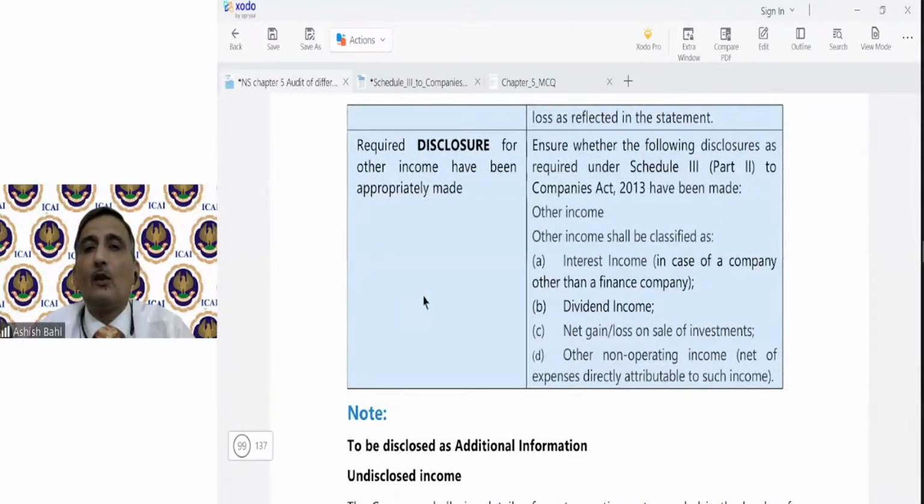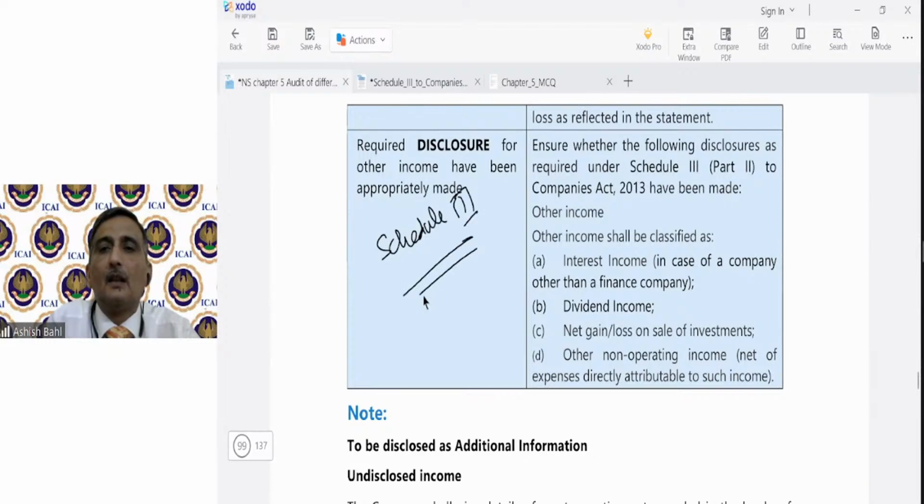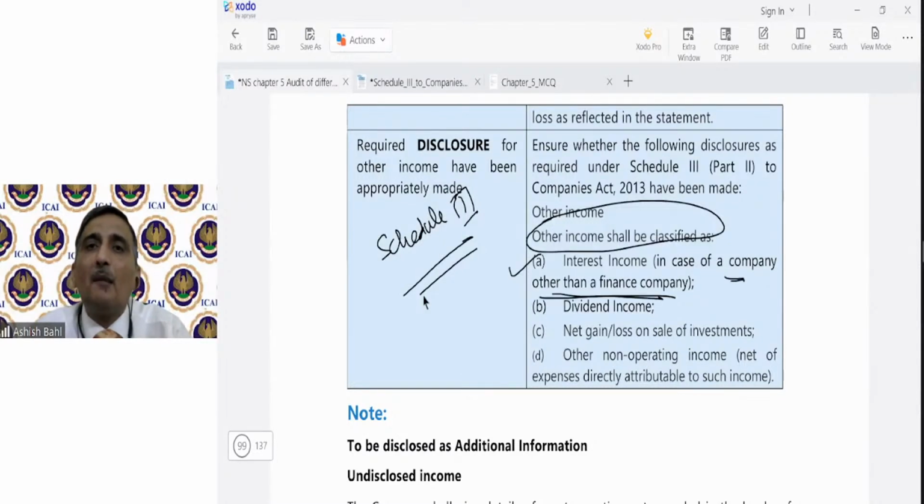and required disclosure for other income. So what is required disclosure in Schedule 3? Other income shall be classified as interest income in the case of a company other than a finance company, because in case of a finance company it is going to be classified as operating revenue. Okay, dividend income, net gain or loss on sale of investments, and other non-operating income. Simple 4 things.